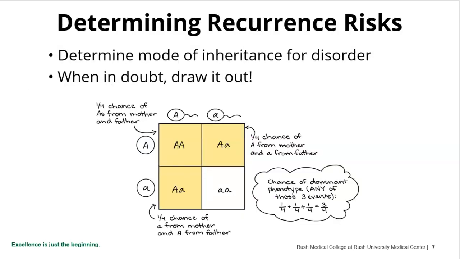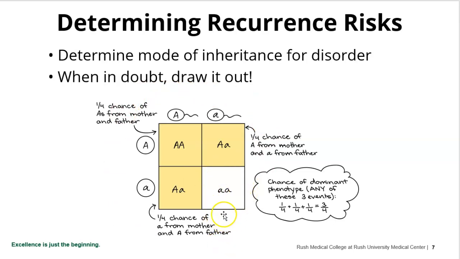So let's go to determine recurrence risk. The determining of the inheritance risk for a disorder, when in doubt, draw it out. So here we have an animation. If mom and dad are both carriers for a big A and a little a, then when we do our little Punnett square, there's a 1/4 chance that mom and dad both give the big A allele. Dad could give the big A, mom can give the little a, mom could give the big A, and dad could give the little a, or both parents could give the little a. So here are all the different possibilities.